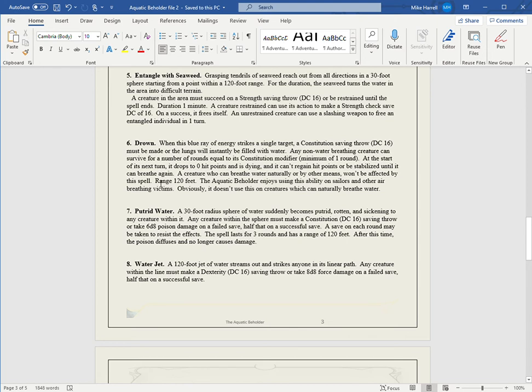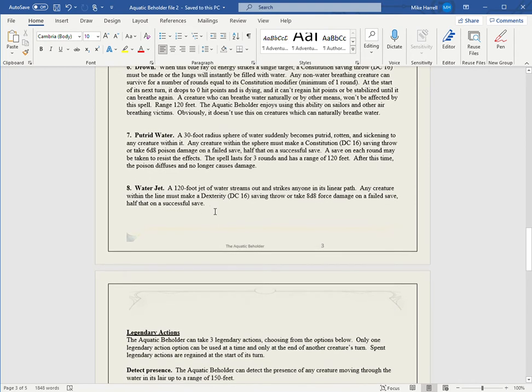So, of course, as DM, if the beholder knows whatever is attacking it is already breathing water, they wouldn't try this, and if it's failed on something once, it'd be smart enough not to keep using it. So this has a range of 120 feet. The Aquatic Beholder enjoys using this ability on sailors and other air-breathing victims. Obviously, it doesn't use this on creatures which can naturally breathe water.